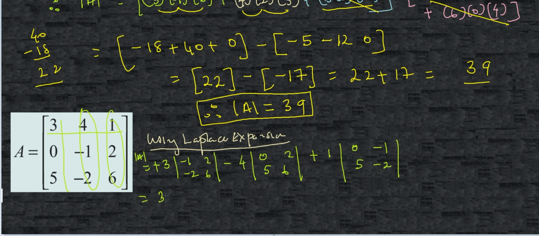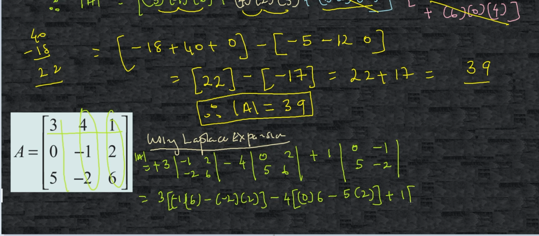Expand the elements: 3 times negative 1 multiplied with 6, negative sign, and negative 2 times 2, followed by a negative sign and a 4, open the parentheses, 0 multiplied with 6, a negative sign, 5 multiplied with 2, following it up with a positive sign with a 1 there, and 0 multiplied with negative 2, a negative sign, and 5 multiplied with negative 1.